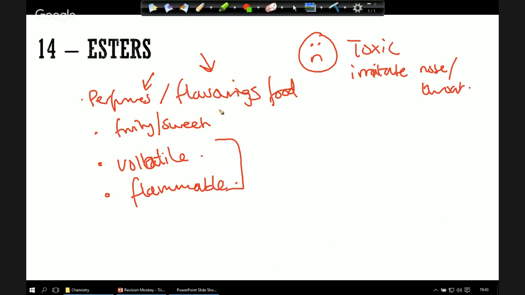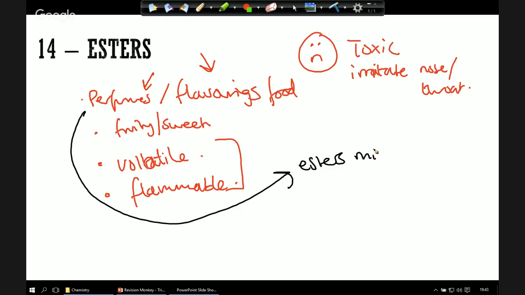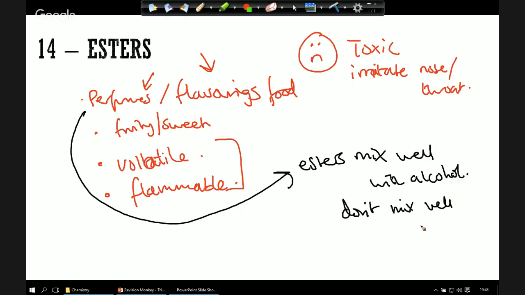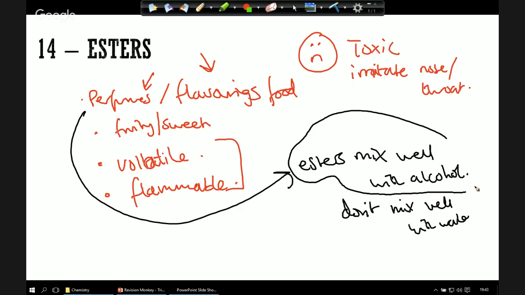So fruity, volatile. The reason why they're good in perfumes is because they mix well with alcohol. So perfumes are often alcohol based, and these esters mix well with alcohol. Okay, they don't mix well with water. But they do mix well with alcohol, which makes them really useful for perfumes, but they're also volatile and flammable as well.